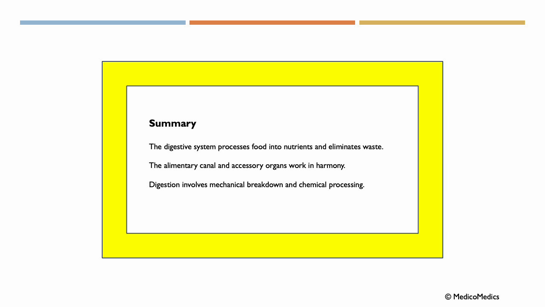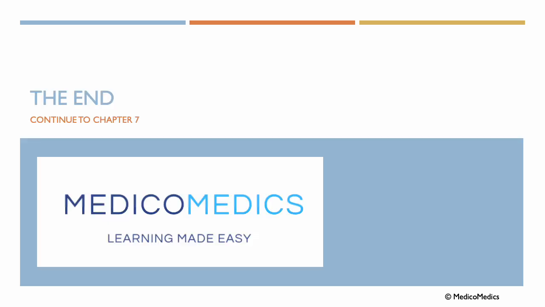So in summary then, the digestive system processes food into nutrients and eliminates waste. The alimentary canal and its accessory organs work in harmony. Digestion involves mechanical breakdown and chemical processing. And that's the end of chapter 6. Continue now to chapter 7.